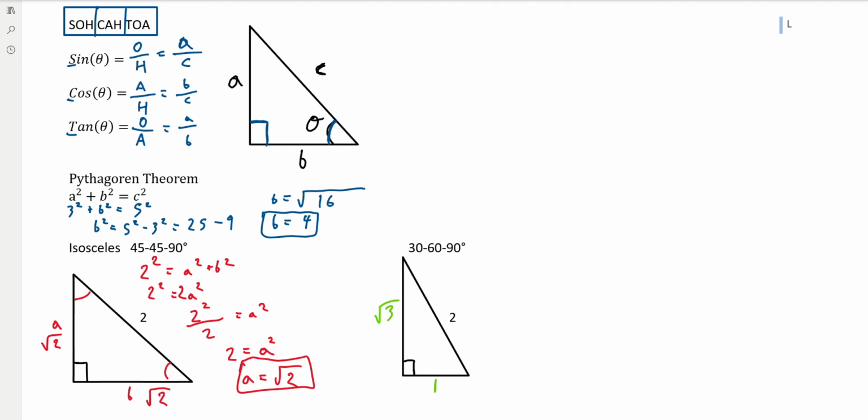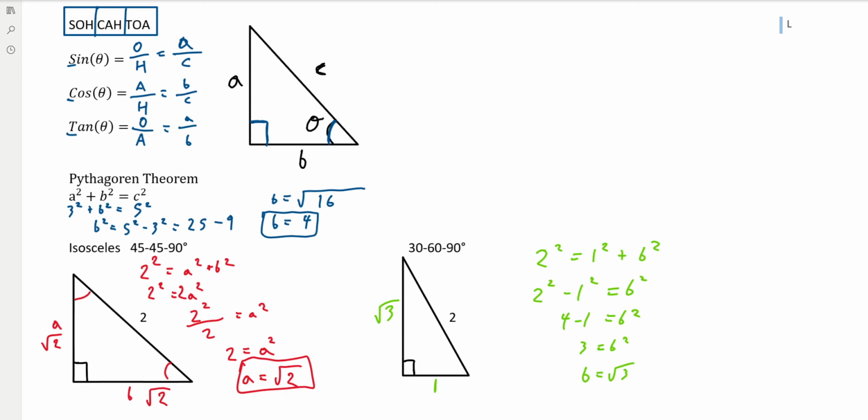You know that this is a 2 for the hypotenuse, and one of the sides is 1. So if you remember just those 2 ones, then you can go 2 squared equals 1 squared plus b squared, and then solve for b squared. So that would be 4 minus 1 equals b squared. So that'd be 3 equals b squared, which would be square root of 3.